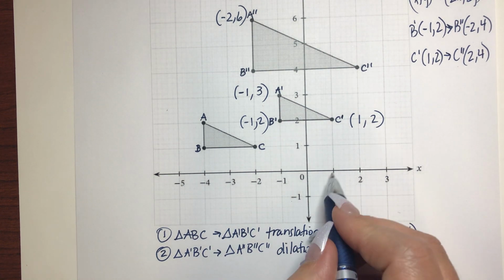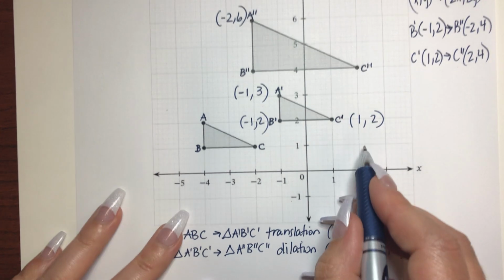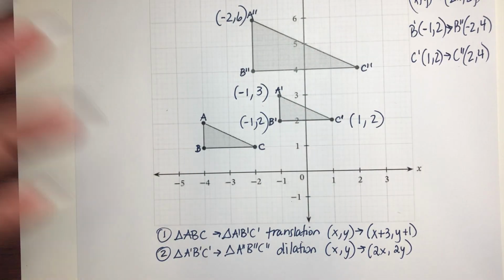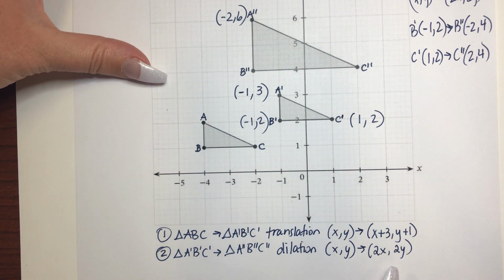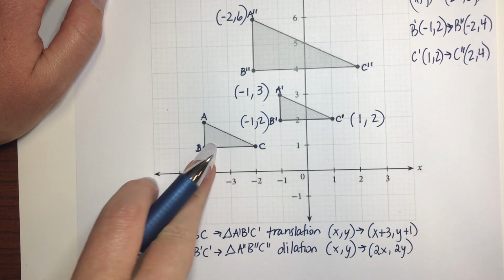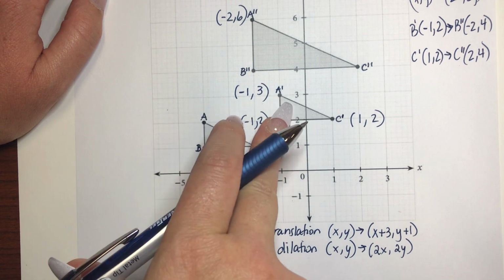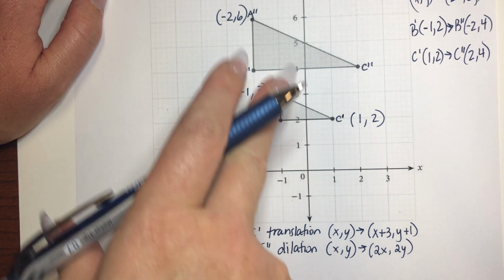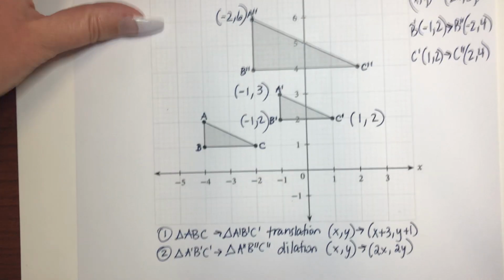So is that the case for C double prime? 1, 2, yes, and up 1, 2, 3, 4. Perfect. Okay, so that works. So from triangle ABC to this triangle, we have a translation, and then from that translation, we have a dilation here.